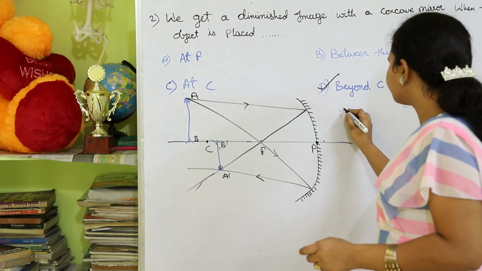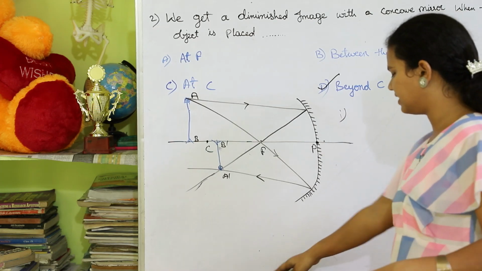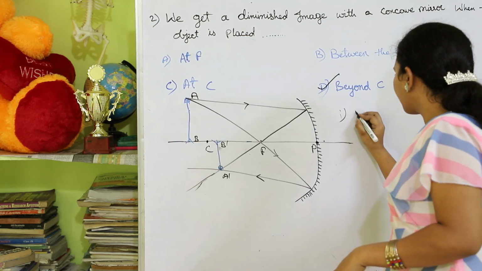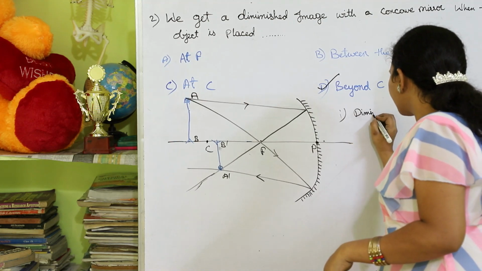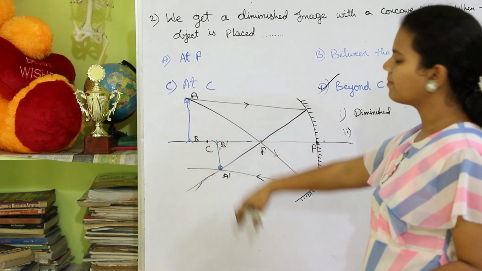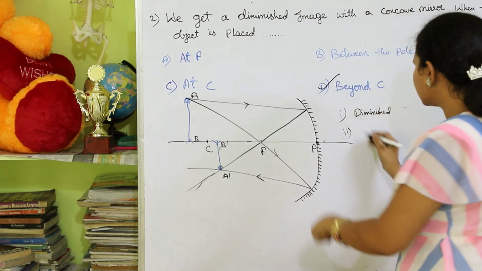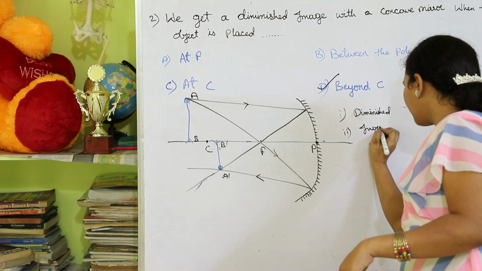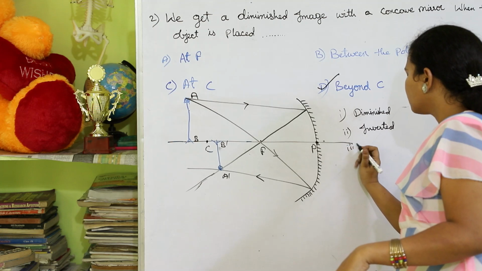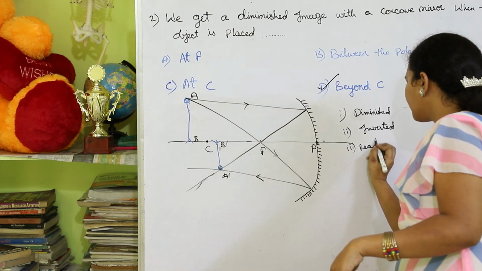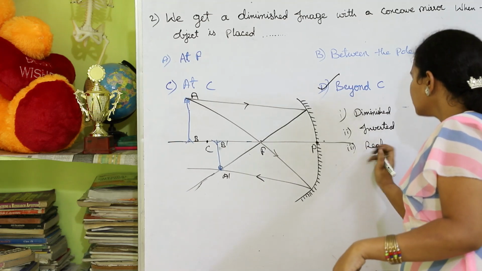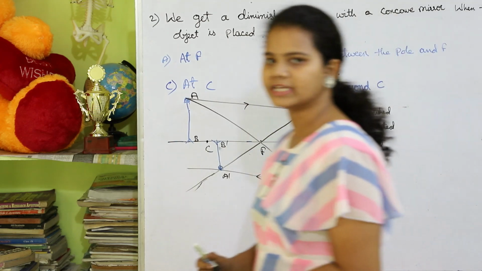Now the properties: it is diminished. Second, it is formed inverted, so the image is inverted. Along with inverted, we get real. Diminished means it is very small, very small in size than the object. Okay?